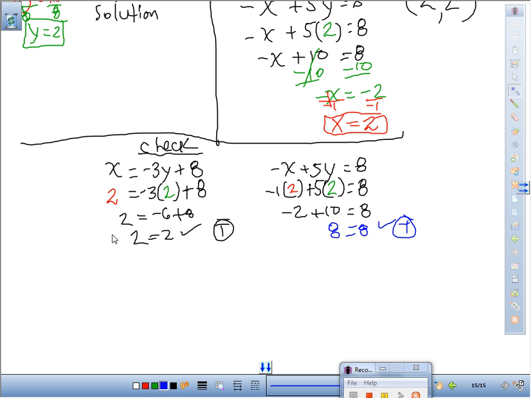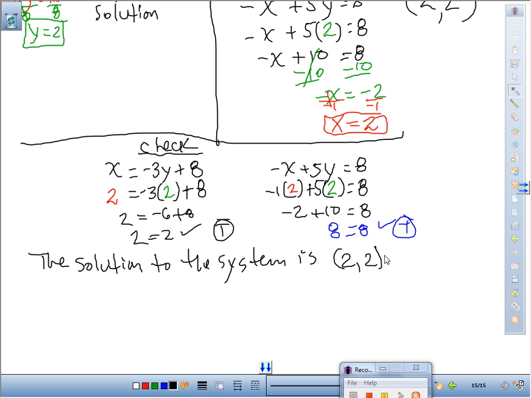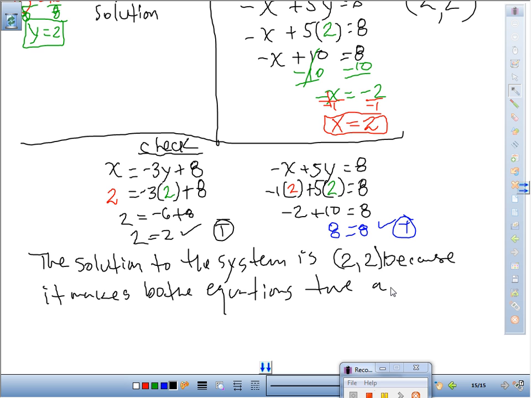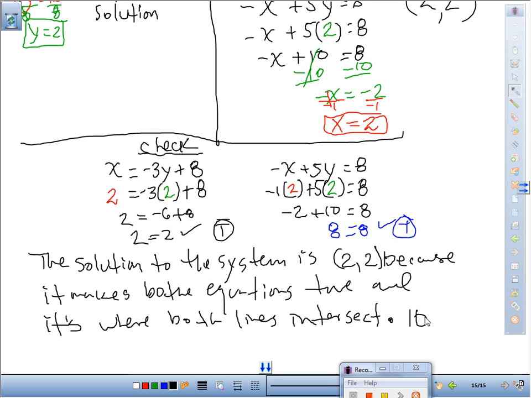Tell your neighbor the statement that you're going to write. The solution to the system is (2, 2) because it makes both equations true, and it's where both lines intersect. Period.